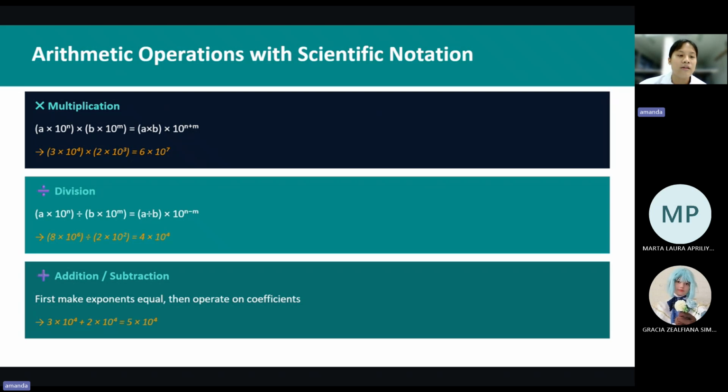Third, addition or subtraction. For addition, you must first make the exponents the same. Then you add the coefficients. The exponent stays the same. Example: 3 times 10 to the power of 4 plus 2 times 10 to the power of 4 equals 5 times 10 to the power of 4.